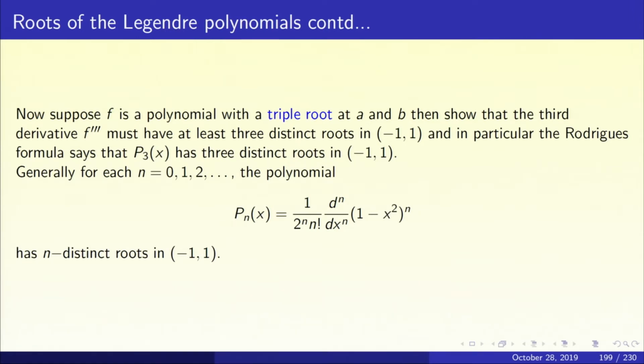So f double prime is 0 at, say, alpha and f double prime is 0 at, say, beta, two distinct points alpha and beta. But now we know that f double prime is also 0 at a and b because a and b are triple roots. So now f double prime vanishes at a, alpha, beta and b. So we get three disjoint intervals: a alpha, alpha beta, beta b. Each of these disjoint intervals must contain a root of f triple prime. So f triple prime has at least three distinct roots in the interval AB.